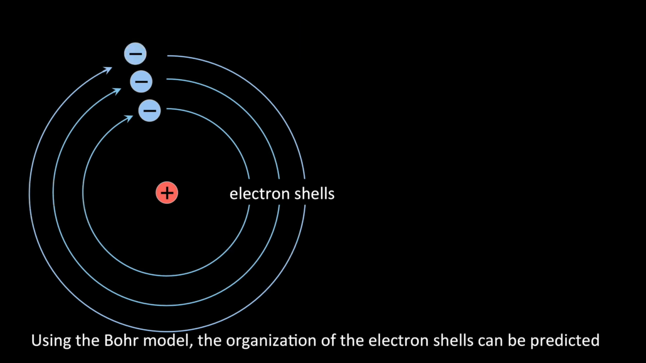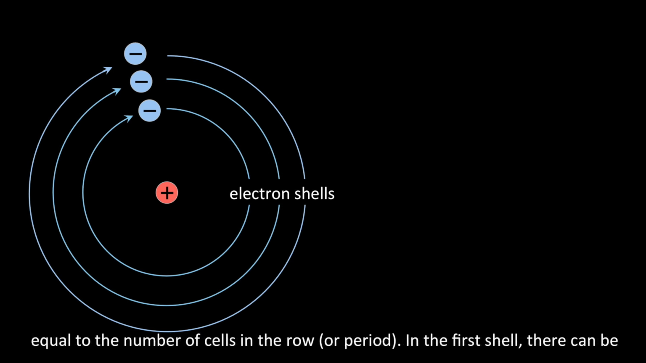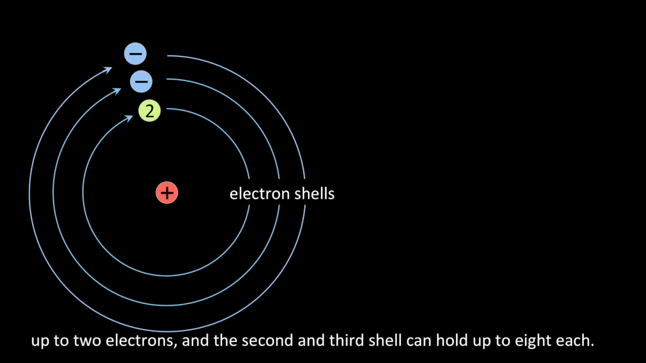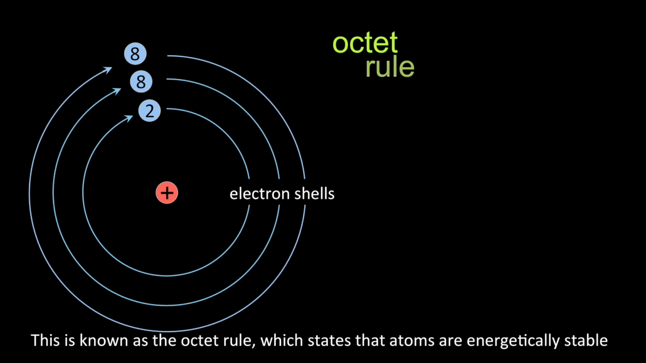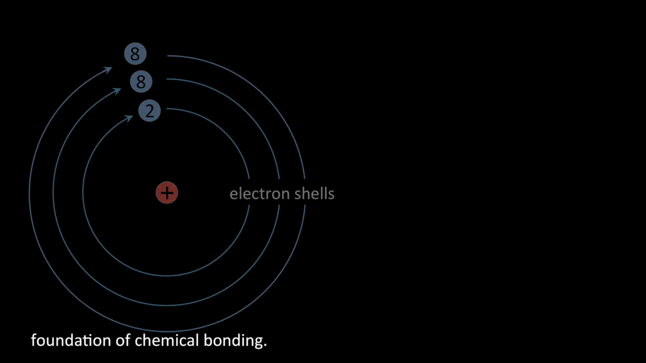Using the Bohr model, the organization of the electron shells can be predicted by the periodic table. The number of possible electrons in each electron shell is equal to the number of cells in the row, or period. In the first shell, there can be up to 2 electrons, and the second and third shell can hold up to 8 each. This is known as the Octet Rule, which states that atoms are energetically stable when they have a full valence electron shell. Maximizing energetic stability is the foundation of chemical bonding.